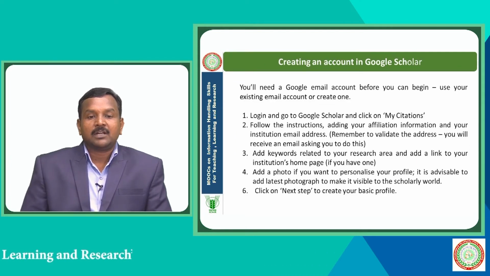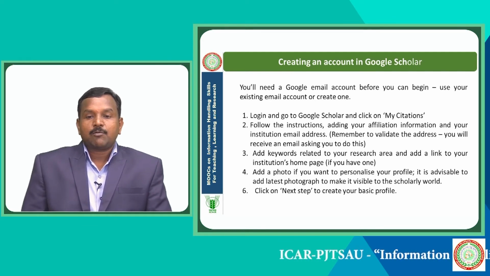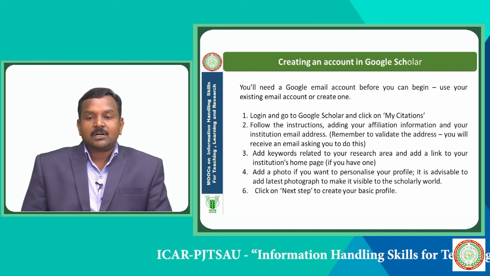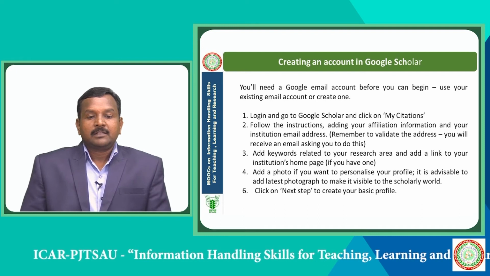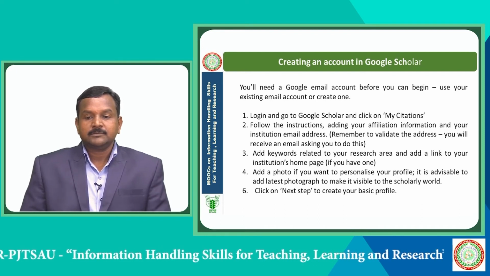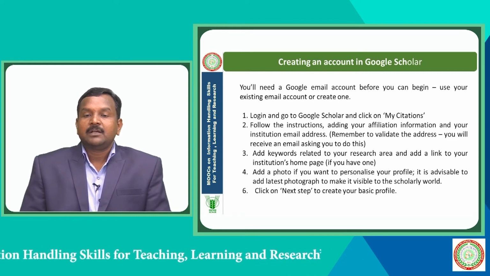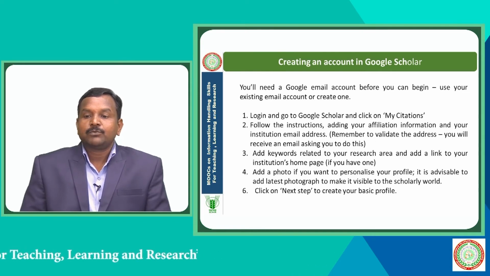Creating an account in Google Scholar. For this we need an email account before we can begin, or we can create one. The first and foremost step is to go to scholar.google.co.in, then click on My Citations, then select start account, add user affiliation, and then a link will be sent to your Gmail account. We should click on the link to validate the Google Scholar account.